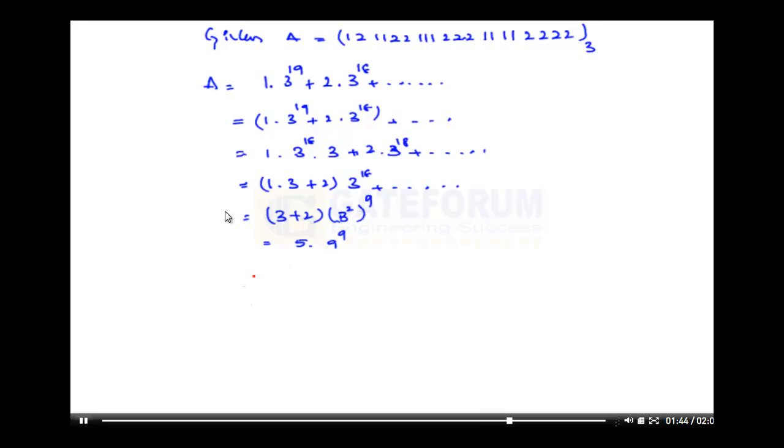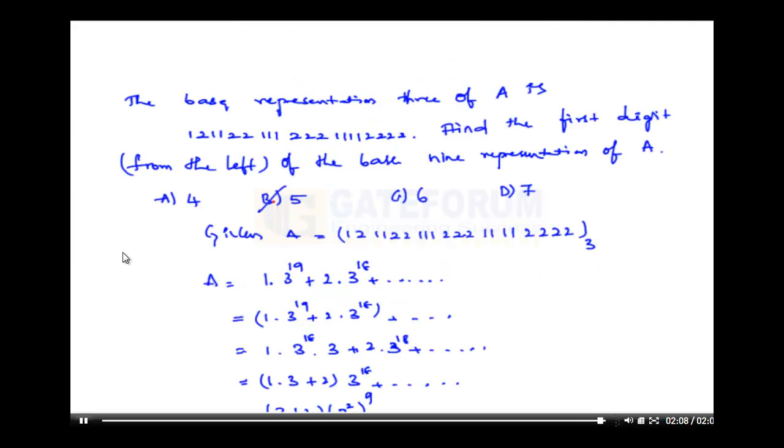So the required first digit of A, the first digit of A in base 9 representation, is 5. So option B is the right answer here.